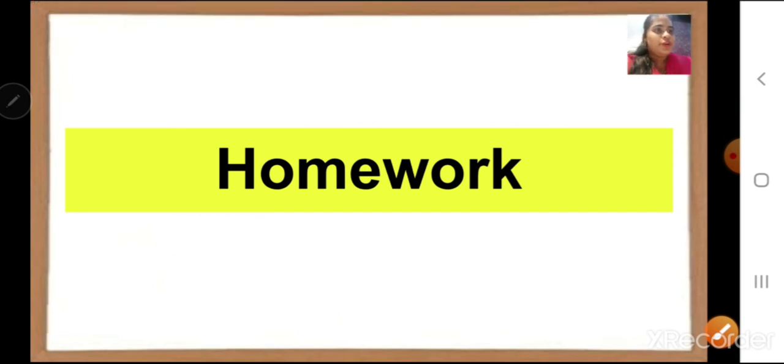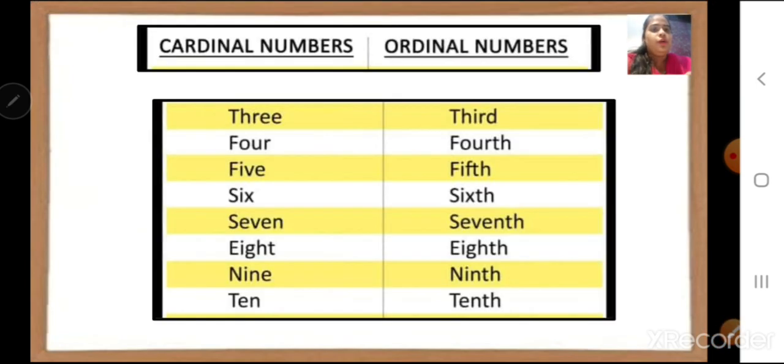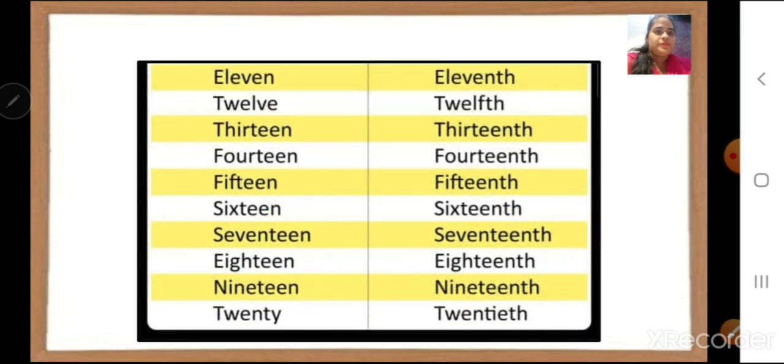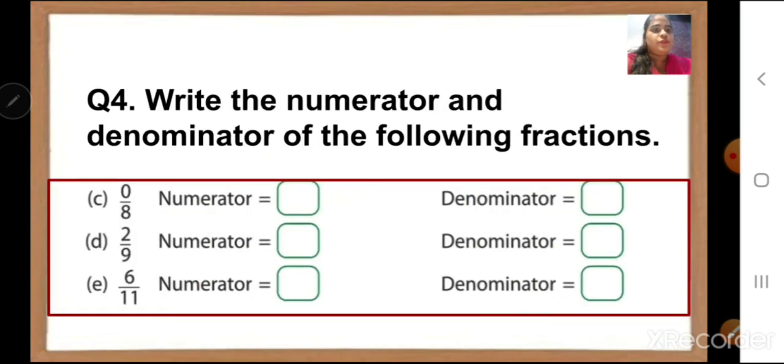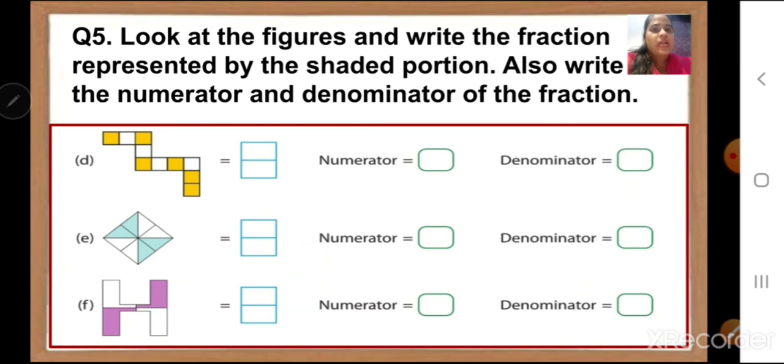Now it is time for homework. For your homework, you are going to write the cardinal numbers and ordinal numbers in your homework notebook. Till 20 you are going to write. Then from question number 4, you are going to write the numerator and denominator in your textbook, C, D and E sums. And from question number 5, you will do D, E and F sums. Okay.